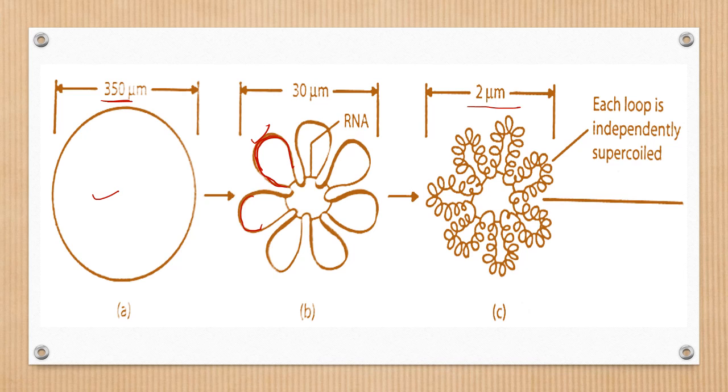So there are several loops: first it unfolds and forms 40 to 50 loops in the second stage, and each loop is independently supercoiled and exists at the center in the prokaryotes, which we call the nucleoid.